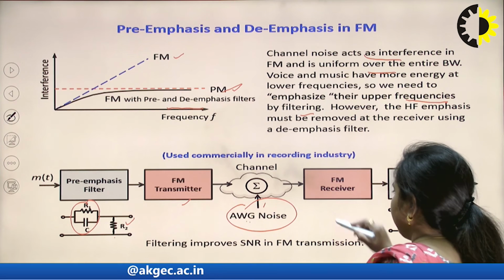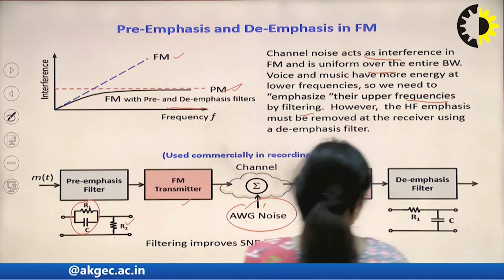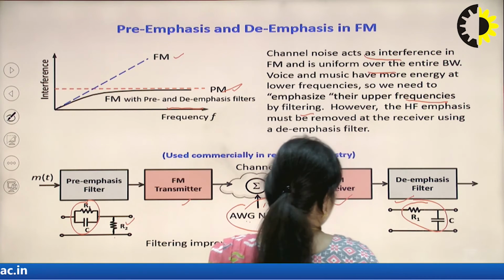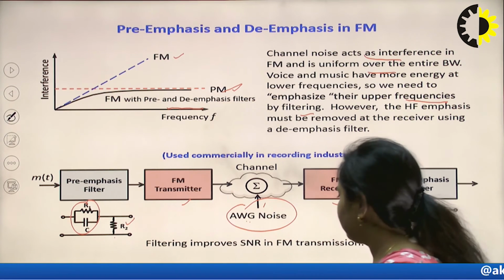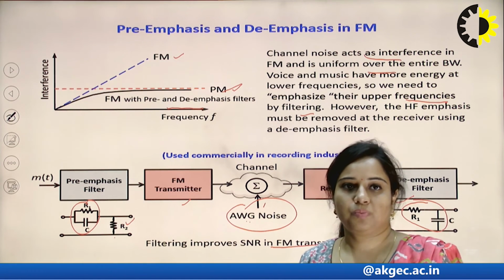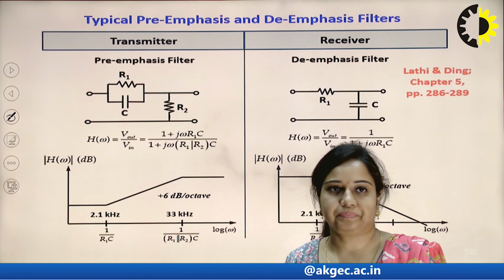Then it is applied to an FM receiver. The output of the FM receiver goes to a deemphasis filter, which is a combination of resistance and capacitance only. So filtering improves the signal to noise ratio in FM. So this is preemphasis and deemphasis in FM.